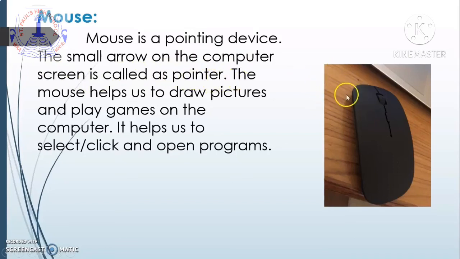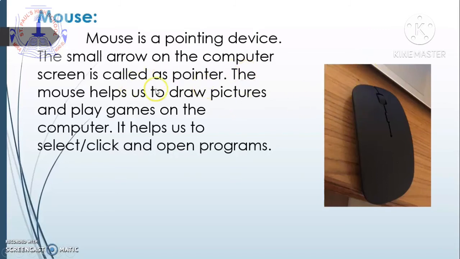Now you all can see the pointer. Now I am rotating it in a circle. So you all can see the pointer on the screen. This white colored point is called a pointer. It is used with the help of the mouse.